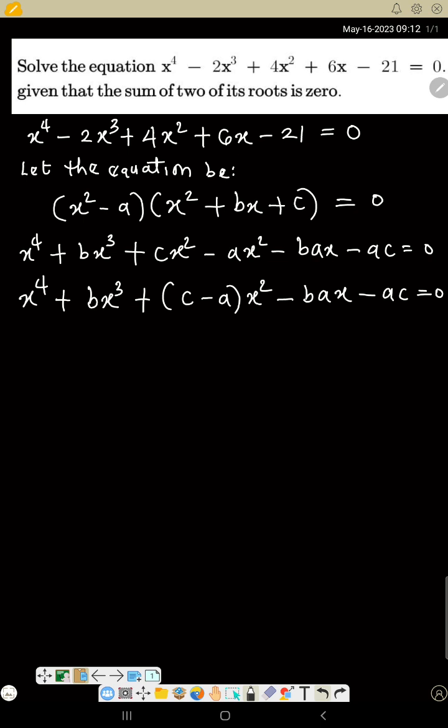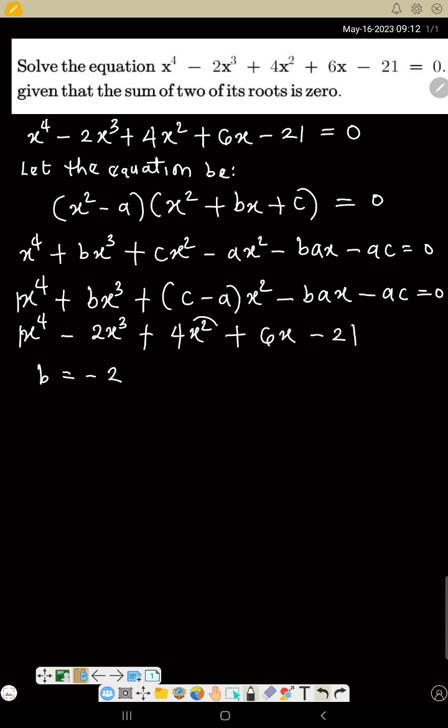Now compare this equation with the given equation, x raised to power 4 minus 2x raised to power 3 plus 4x squared plus 6x minus 21. So compare this with the given equation. We can see that the coefficient of x raised to power 4 here is 1, that is 1, 1. So the coefficient of x cubed is b. That means if you compare that, we have seen that b is equal to minus 2.